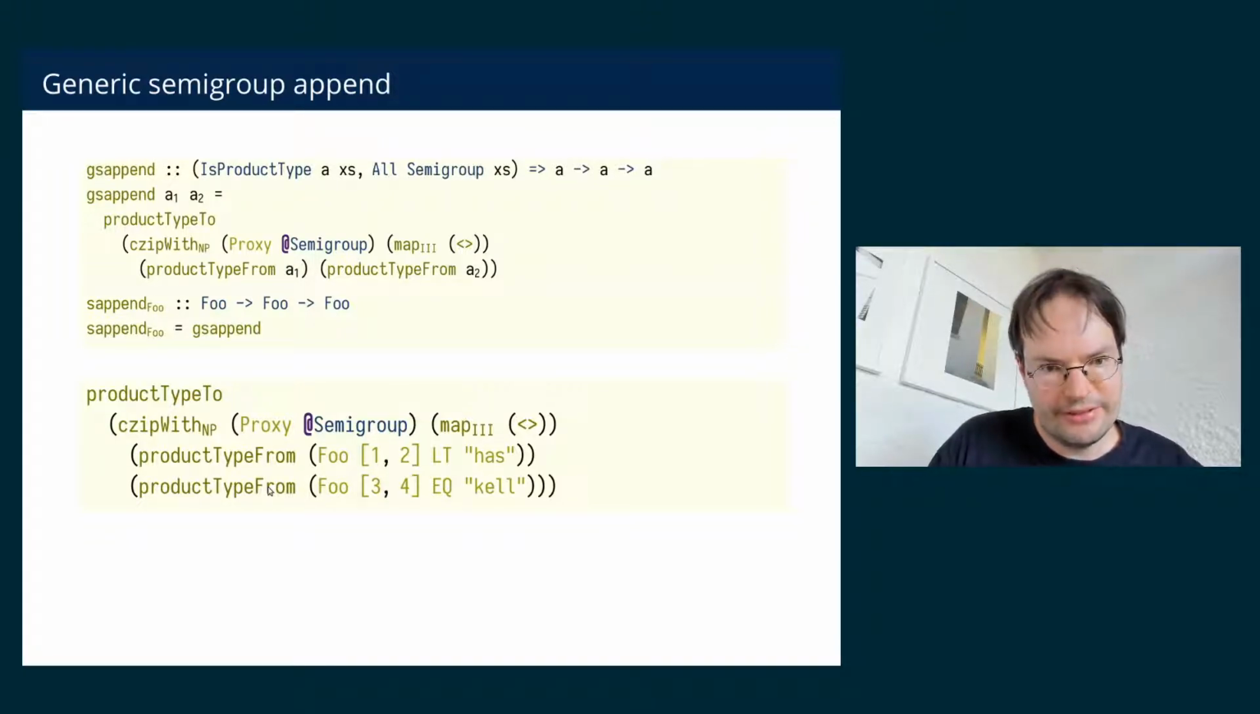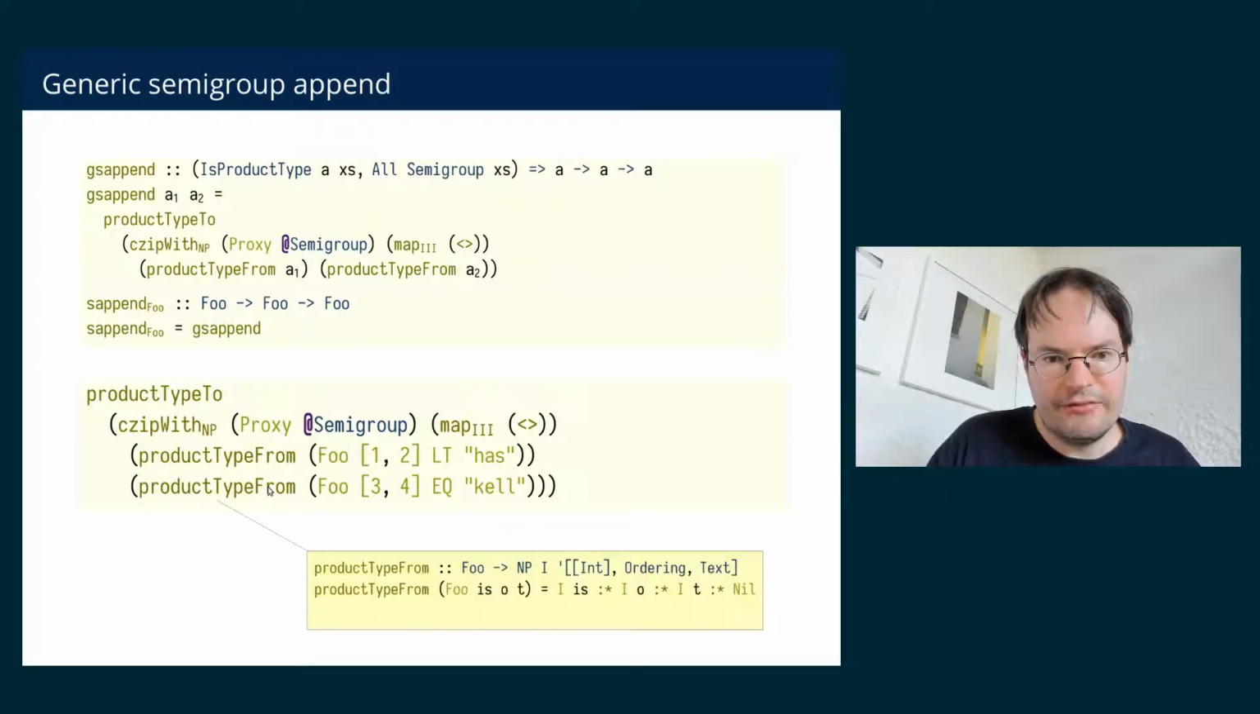productTypeFrom is provided by the generics-sop library, but it has slightly different behavior for every product type. It is a specialized conversion function that applies to single-constructor data types and immediately maps them to a product structure. And the product structure, as you can see, looks very much like a heterogeneous list. So you can think of it as just a product of these three things, I IS, I O, and I T.